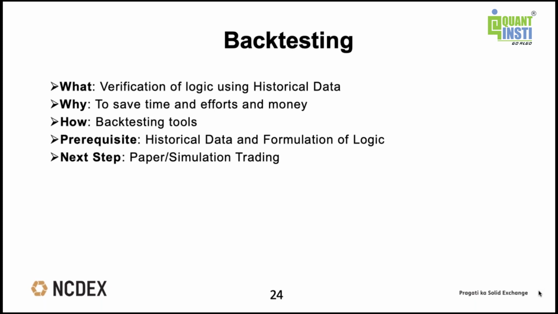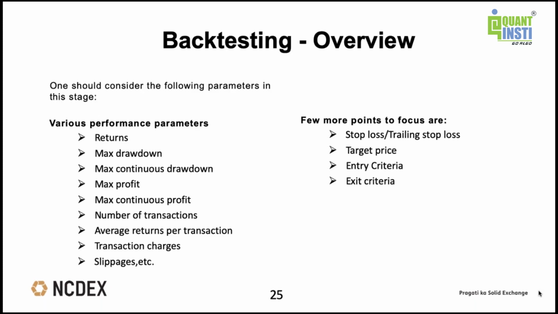The prerequisite is to have the historical data in place and the formulation of the logic. Once we are fine with that, we'll move to paper or simulation trading. There are various parameters to be considered in this backtesting stage, like returns, maximum drawdown, maximum continuous drawdown, maximum profit, maximum continuous profit, and so on. You will be able to see this on the screen. Again, this is not a comprehensive list. It can change depending on your requirement, on which parameter is more important for you.